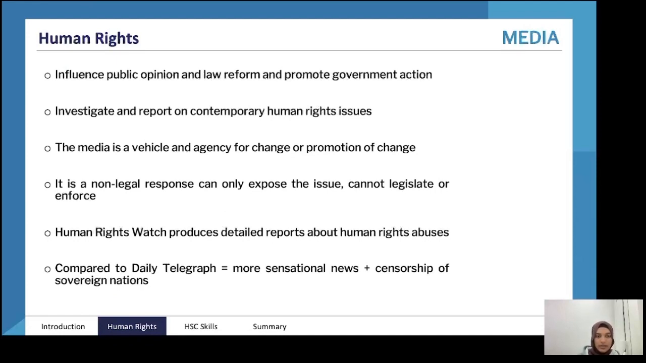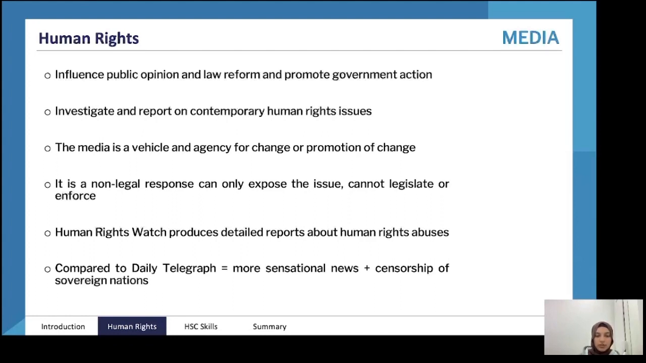Then we've got media. So media influence public opinion and law reform and promote government action. They investigate and report on contemporary human rights issues. The media is a vehicle, an agency for change or promotion of change. So it is a non-legal response that can only expose the issue, cannot legislate or enforce. So really important to note that.